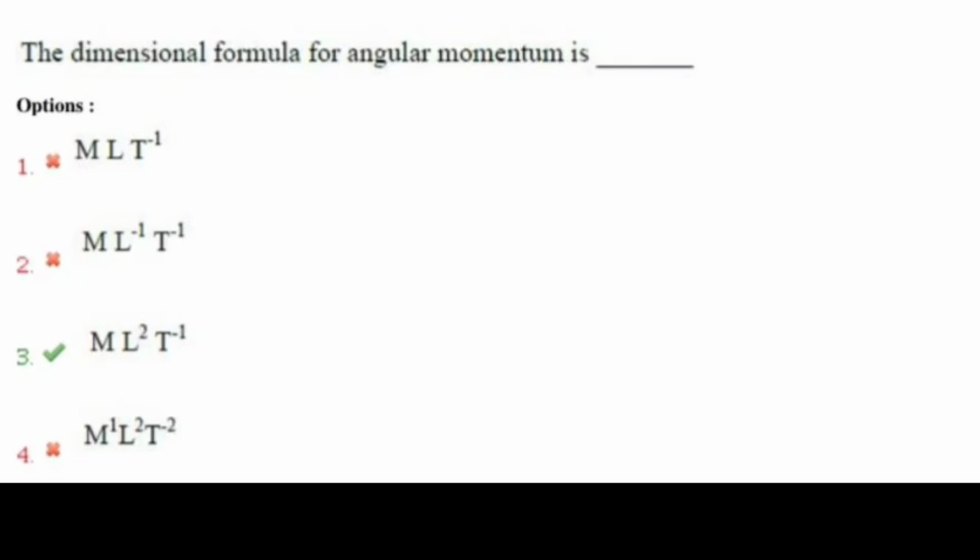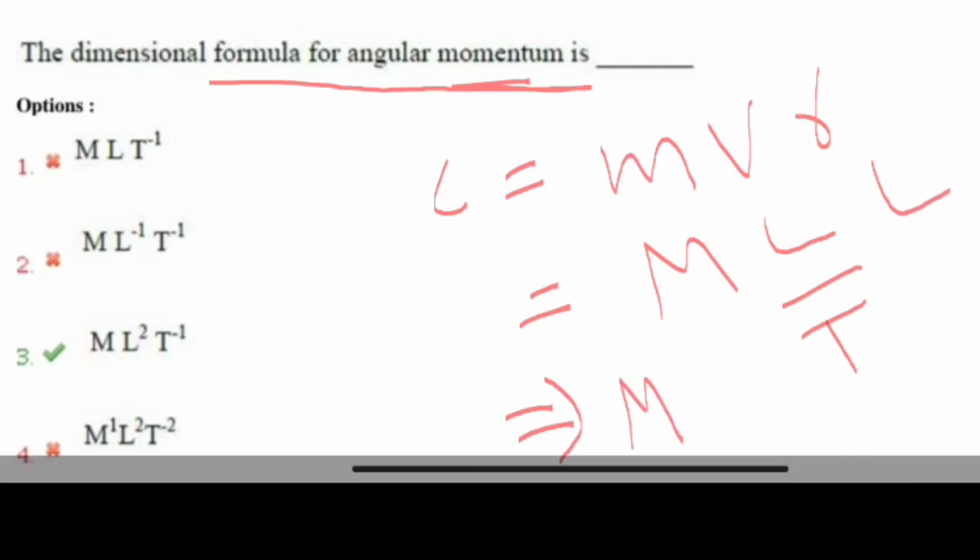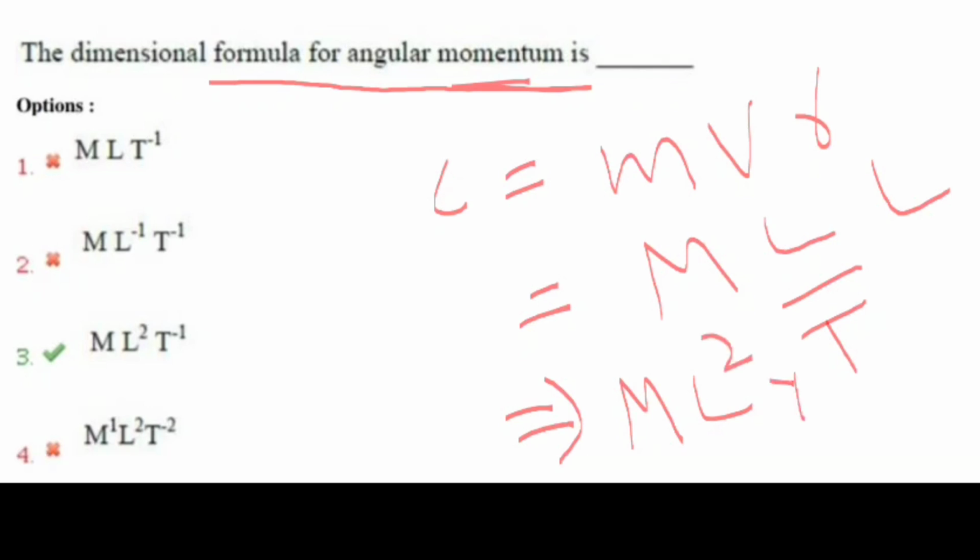Here the question reads, the dimensional formula for angular momentum. Angular momentum equals mass into velocity into radius. For mass the dimensional formula is M, for velocity the dimensional formula is L by T, and for radius the dimensional formula is L. So the total dimensional formula for angular momentum is M L square T power minus 1. So option C is correct.